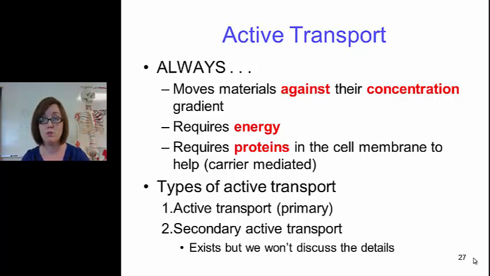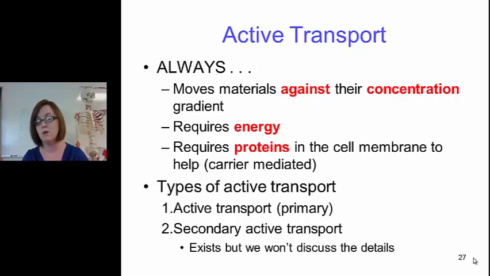Active transport also requires proteins in the cell membrane to help the process. So this is always a carrier-mediated process. There are two main types of active transport. The first type is called active transport. Don't shoot the messenger, I didn't get the name of this stuff. Okay. The second type is called secondary active transport.